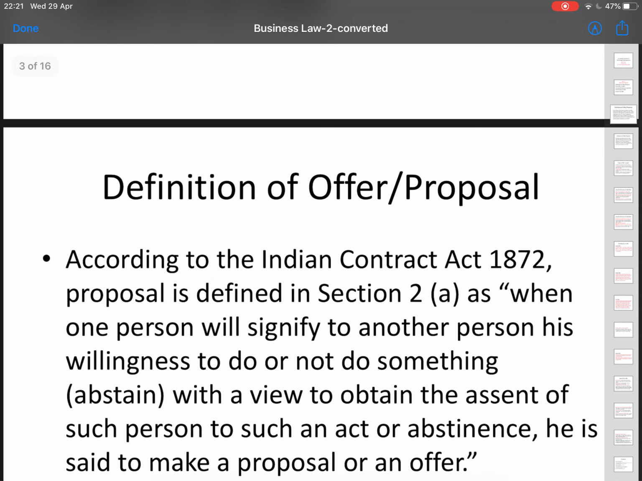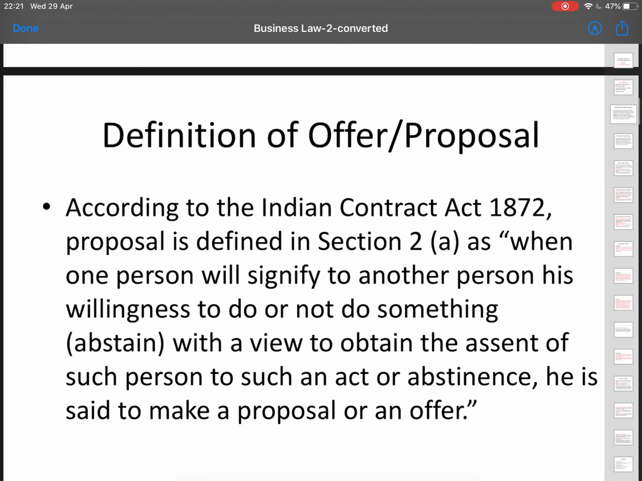According to the Indian Contract Act 1872, a proposal is defined in section 2(a) as: when a person signifies to another person his willingness to do or not to do something with a view to obtain the assent of such person, he is said to make a proposal or an offer.